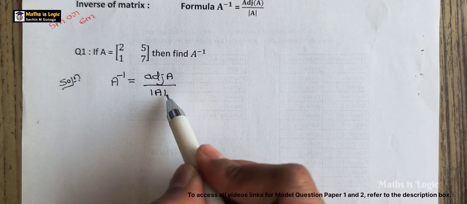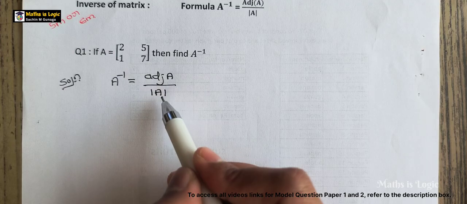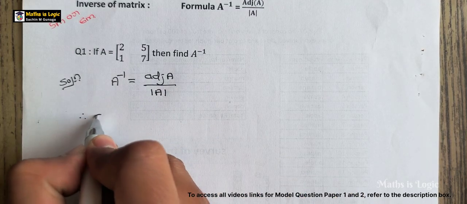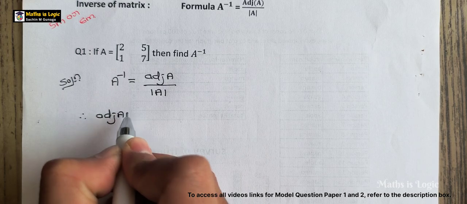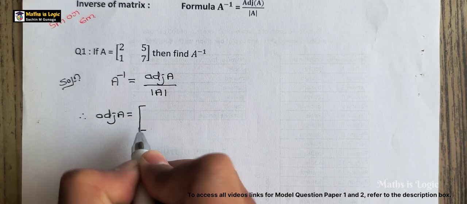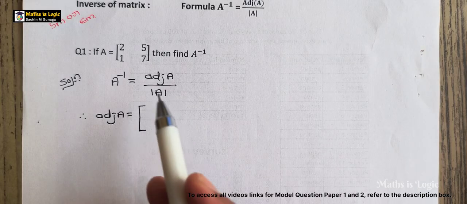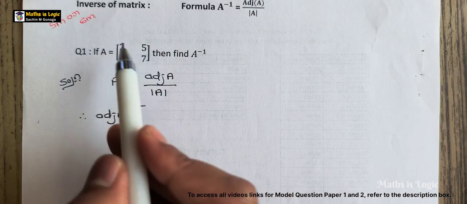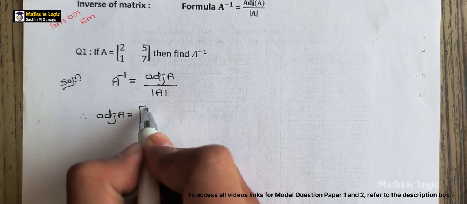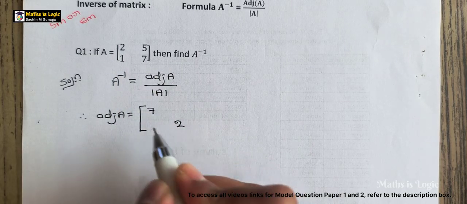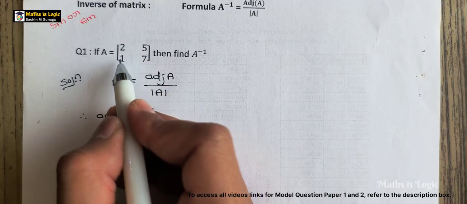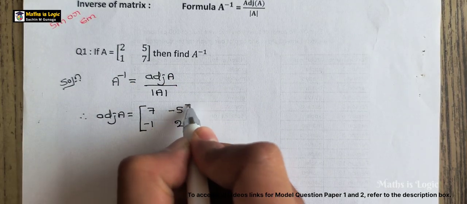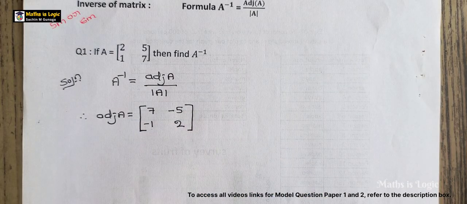Here we need to find two values. One is adjoint of A and another one is determinant of A. Therefore first adjoint of A. Already we know how to find adjoint of A. So to find adjoint of A, what we need to do? In A, interchange principal diagonal elements. 2, 7 can be written as 7, 2. And for the remaining elements, change the sign. Plus 1 becomes minus 1. Plus 5 becomes minus 5. So this is the value of adjoint of A.